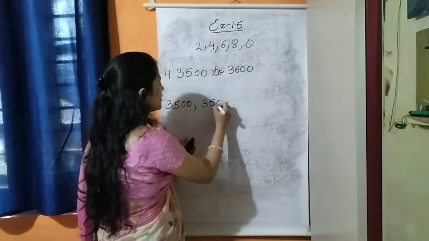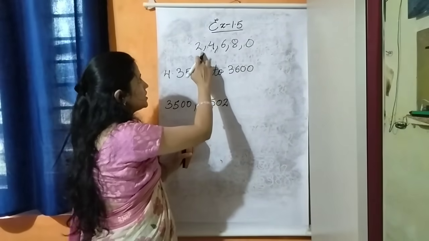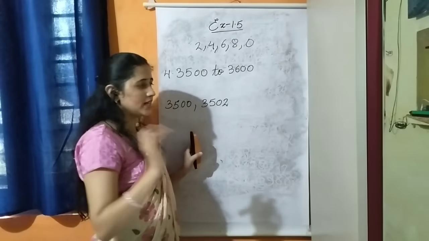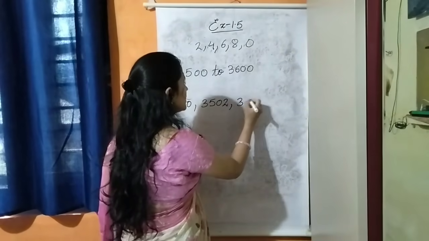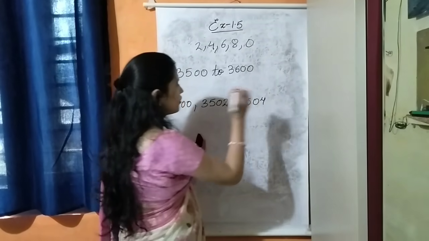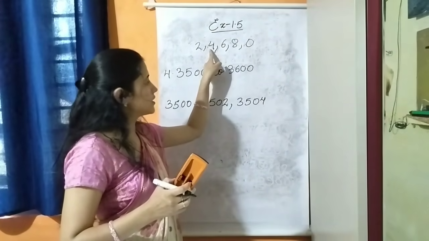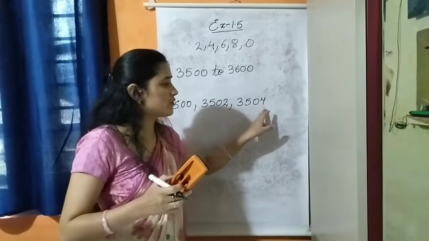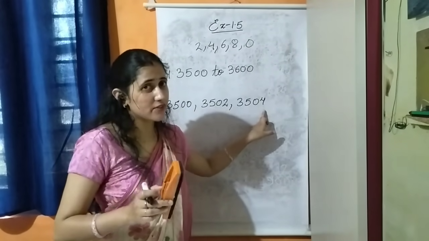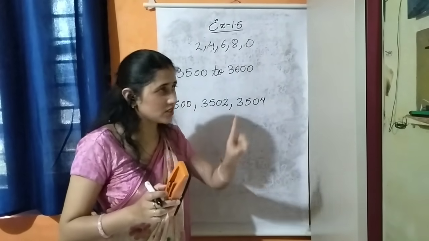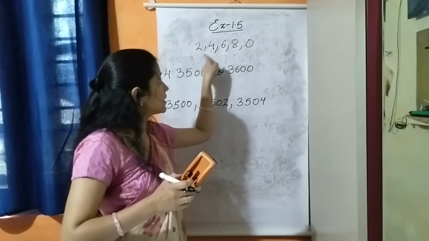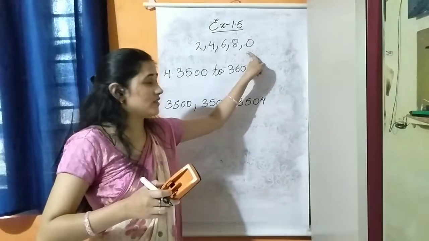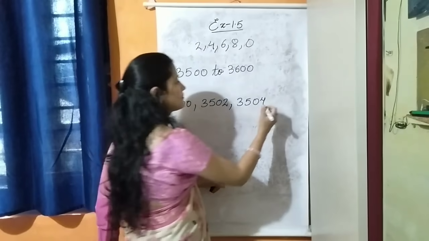So 3502. See, 2 is given here and 2 is at ones place. That means 3502 is an even number. Then next will be 3504. 4 is given here. If I write after 3502, what comes? 3503. But in 3503 at ones place we have 3. 3 is not given here. Okay, these are the numbers. If they are at ones place, that means the number is even. Otherwise, it is not an even number.